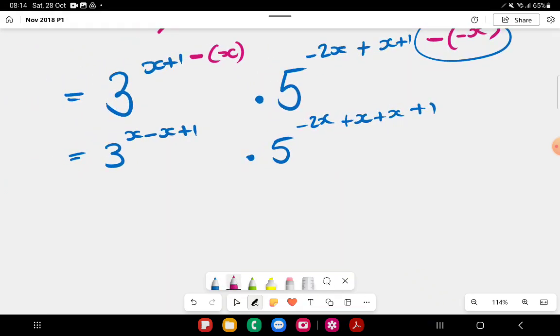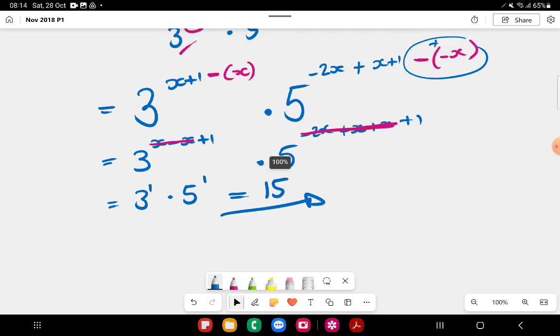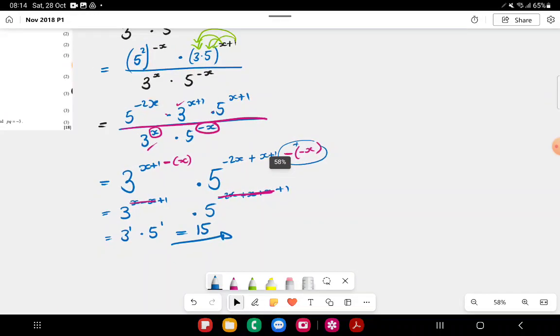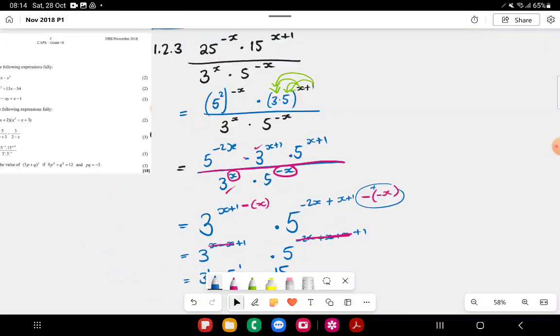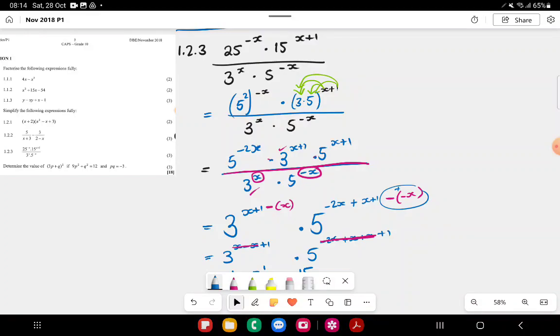Now I'm going to eliminate. x minus x is 0. 2x minus 2x is 0. So what do I have? I have 3 to the power of 1 multiplied by 5 to the power of 1, which is 3 times 5, which is 15. And that's my final answer. Okay, so this is how we answer question 1.2.